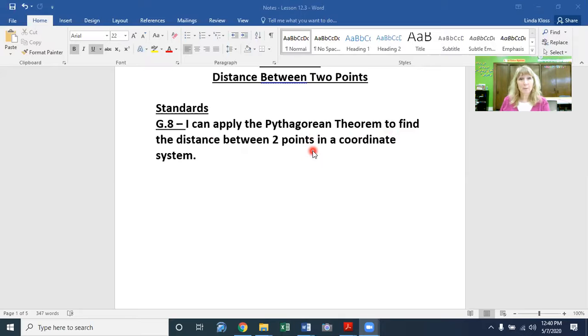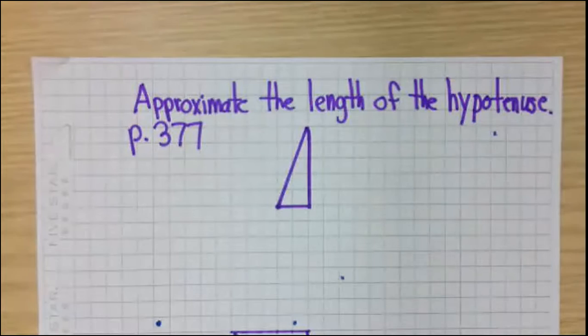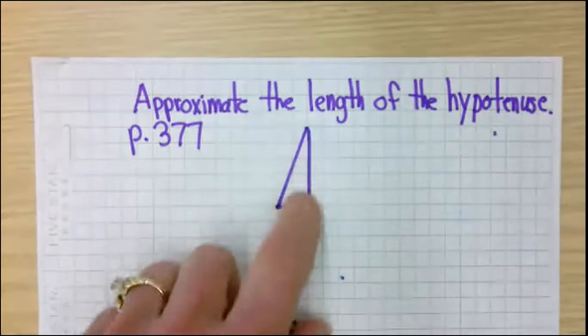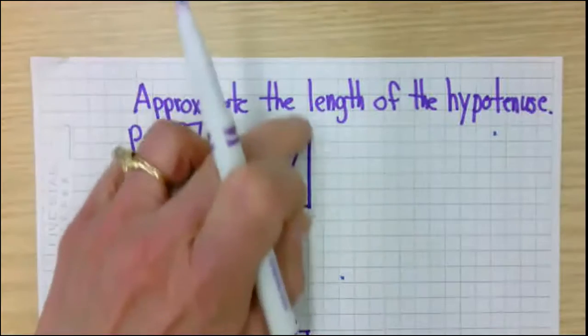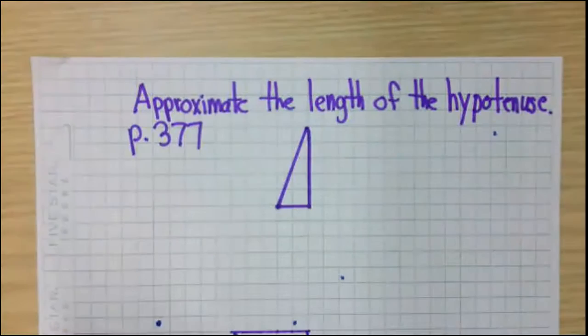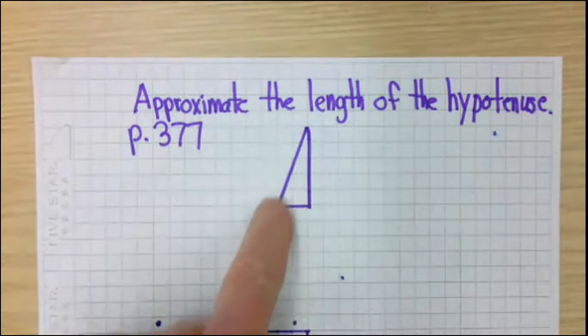So let's get started. We're going to go under the document camera. So this is page 377, and this is the first example you have in your book, example 1, approximating the length of the hypotenuse. So you have here a drawing, and we have a coordinate plane here, so we can count squares. So we're going to figure out the length of this leg and the length of that leg, and we're going to try to find the hypotenuse length.